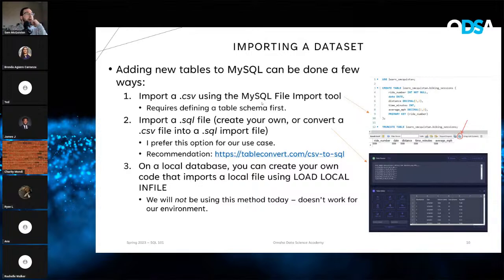But there's actually two other options that I wanted to propose here that I personally prefer when importing data manually. The first way is that you can import a CSV using the MySQL file import tool. And there's a couple of ways of doing this. But the way that we're going to outline tonight requires you to do that create table statement where you define your schema first. You basically create a blank table with the outline that you want to store data in.